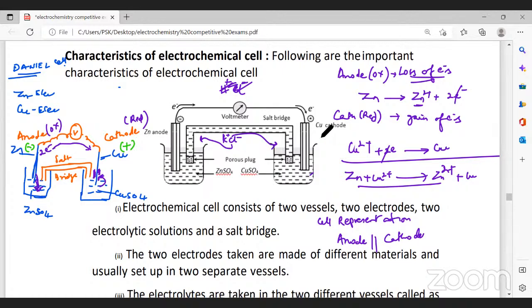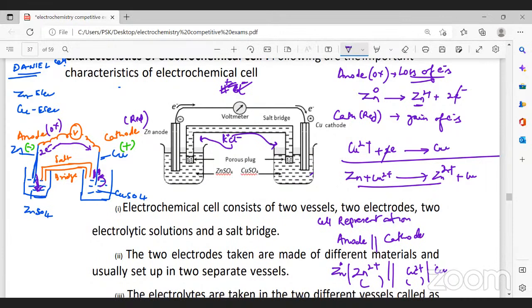Now in this case, at the anode, what is happening in the Daniel cell? Zinc is undergoing oxidation from Zn to Zn2 plus. This is the interface between the metal and the ions. Copper is undergoing reduction, Cu2 plus to Cu. These two are separated by a salt bridge. This is the cell representation. You can represent the concentration here also for zinc ions and copper ions. Did you understand the construction and working of the electrochemical cell, Daniel cell?